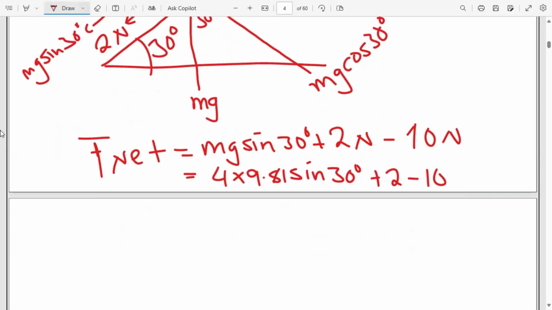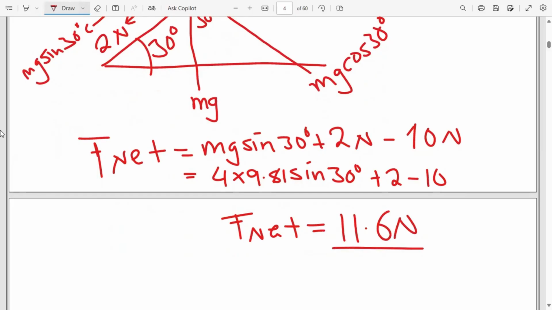Okay, that means my F net, the net force, will be equal to 4 times 9.81 sine 30 plus 2 minus 10. If I plug this into my calculator, I'm getting 19.6. So we have 19.6 plus 2 minus 10, and this gives exactly 11.6 newtons. So the net force in the horizontal axis, the force causing acceleration of this object, is 11.6 newtons.